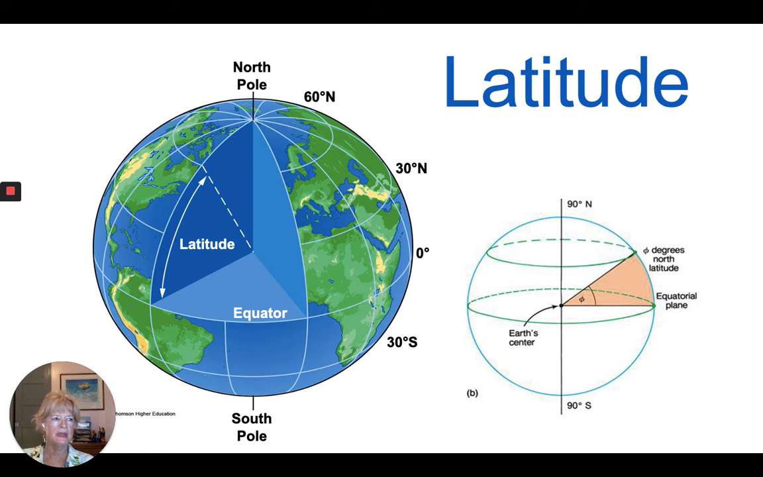Latitude is measured by the angle between a line from the Earth's center to any place on Earth, starting at the equator. The lines of latitude are also called parallels as they are parallel to each other. From the equator to the North Pole are labeled 0 to 90 degrees north latitude, and from the equator to the South Pole are 0 to minus 90 degrees south latitude. Maui is at 20 degrees north latitude.